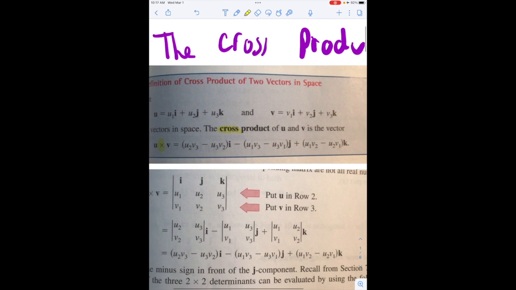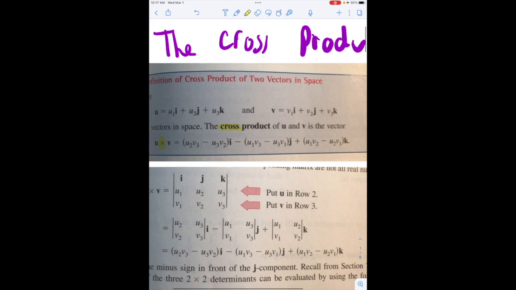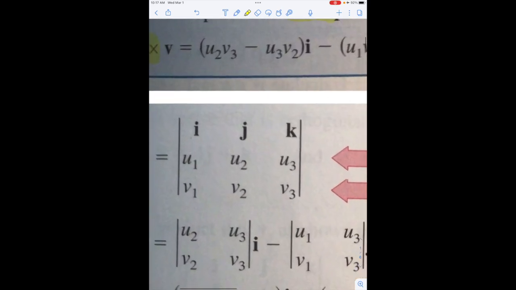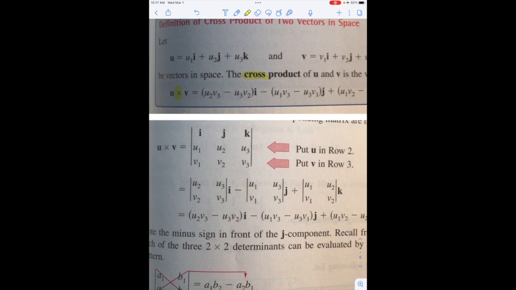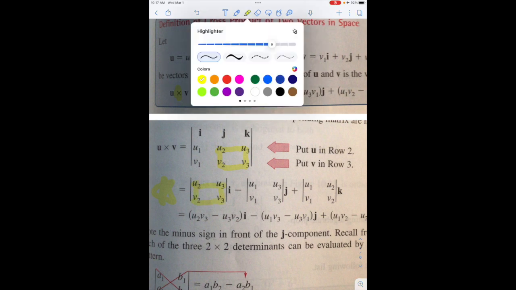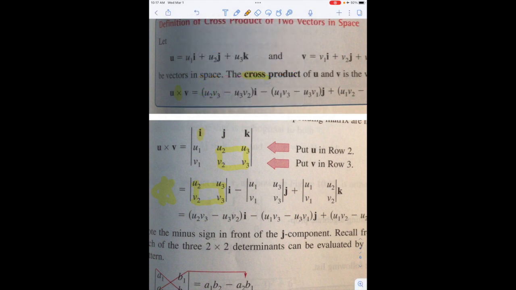A convenient way to calculate this is to set it up in a vertical fashion like this. This is used to help us remember the formula. It's kind of like a trick or a strategy to get the answers. Looking down here, we're taking U2, V2, U3, and V3 right here, and matching them with I. Then we're taking U1, V1, and U3, V3, and going with J.